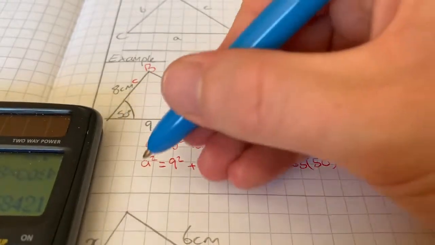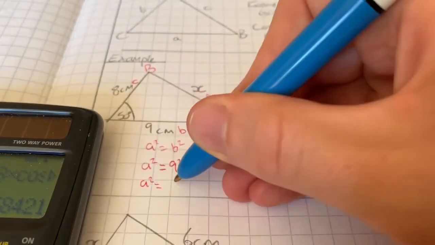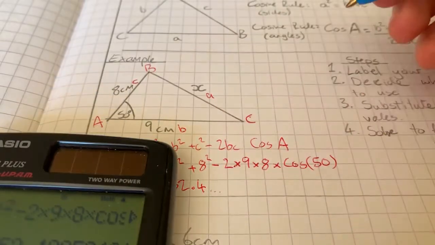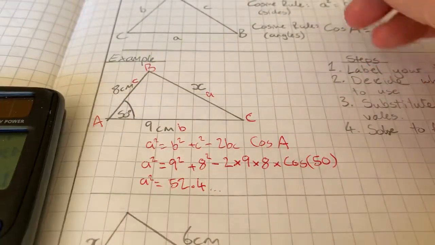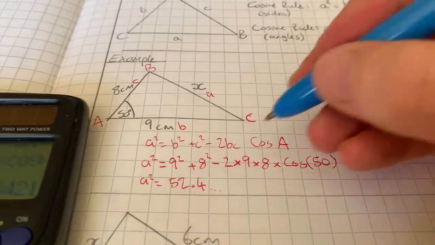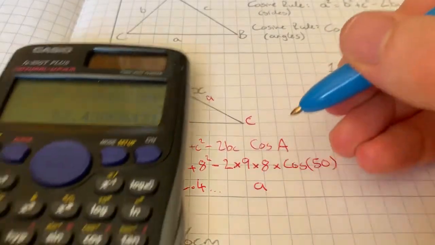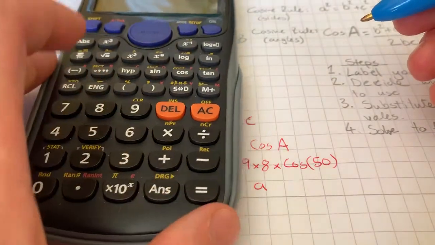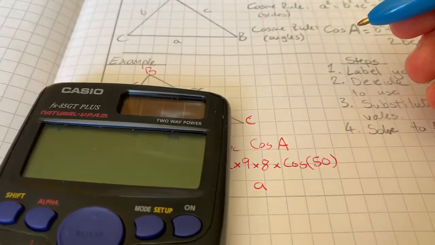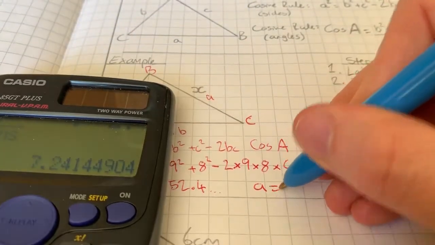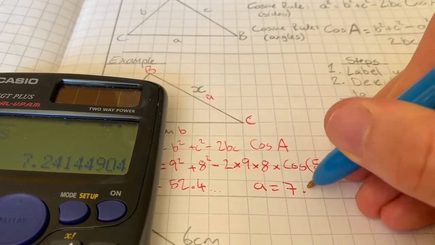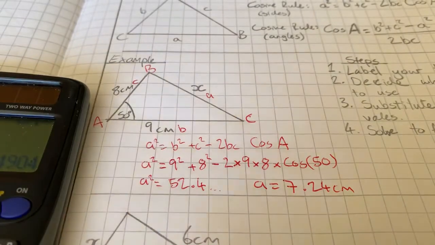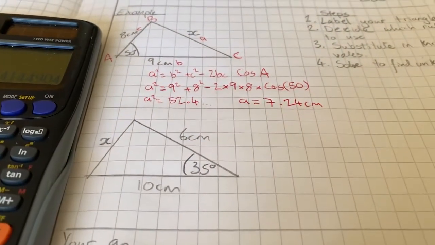So I've got a squared equals 52.4. But because we don't want a squared, we want just a for the side, you have to square root that answer. So you press the square root button, the answer key on your calculator, press equals, and you get your solution. So a for this one equals 7.24, to 2 decimal places.